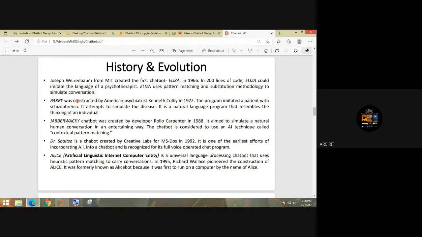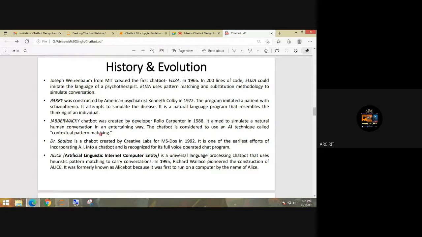Parry was constructed by the American psychiatrist Kenneth Colby in 1972. It was meant to deal with people who are suffering from schizophrenia. It attempts to simulate the disease. Jabberwacky was created by Rollo Carpenter in 1988. It aimed to simulate natural human conversation in an entertaining way. The chatbot is considered to use an AI technique called contextual pattern matching.